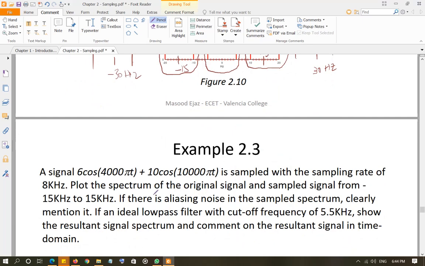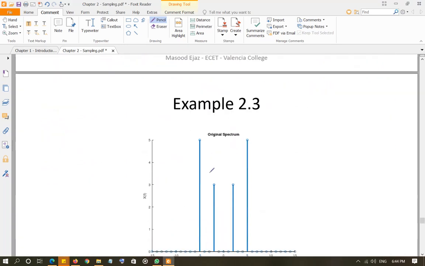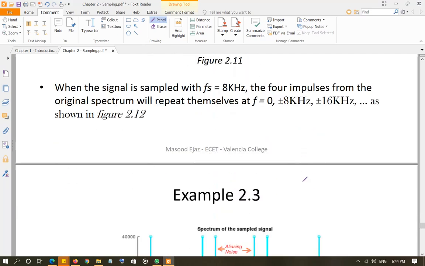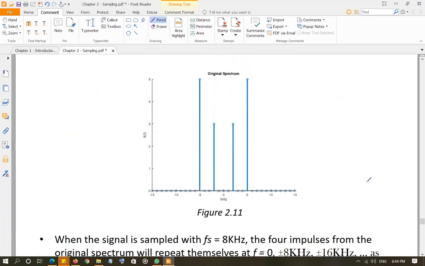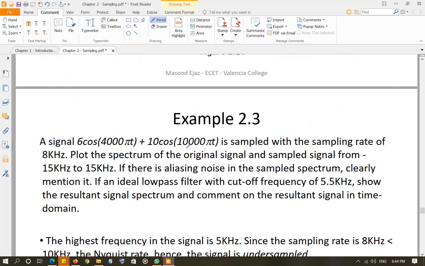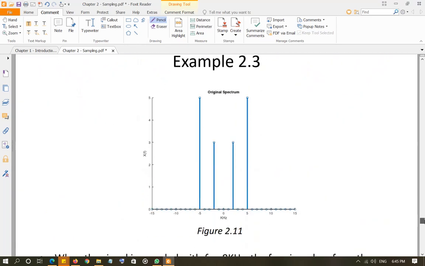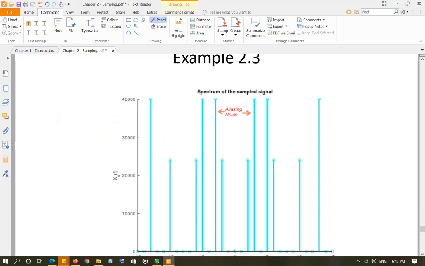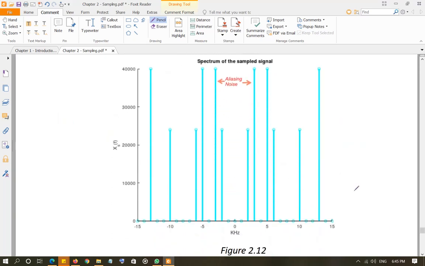In example 2.3, I'm taking a different signal. It is comprised of two cosine waveforms. One has a frequency of 2000 hertz, 4000 pi means 2000 hertz, and one has a frequency of 5000 hertz, 10,000 pi, 5000 hertz. Magnitudes are 10 and 6. So you can see that this is the original spectrum right here. And then it is undersampled, and check out the sampling rate is 8 kilohertz. It is undersampled because your highest frequency is 5000 hertz. That means the Nyquist rate is 10,000 hertz, and you are sampling the signal at 8000 hertz. That means it is undersampled. This is going to be the spectrum that will be produced.